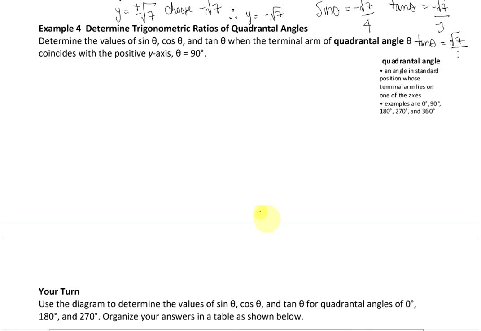Okay, example number 4. Determine trigonometric ratios of quadrantal angles. Alright, so we're going to need to know what those are. A quadrantal angle is an angle in standard position whose terminal arm lies on one of the axes. Examples are 0 degrees, 90 degrees, 180 degrees, 270 degrees, and 360.